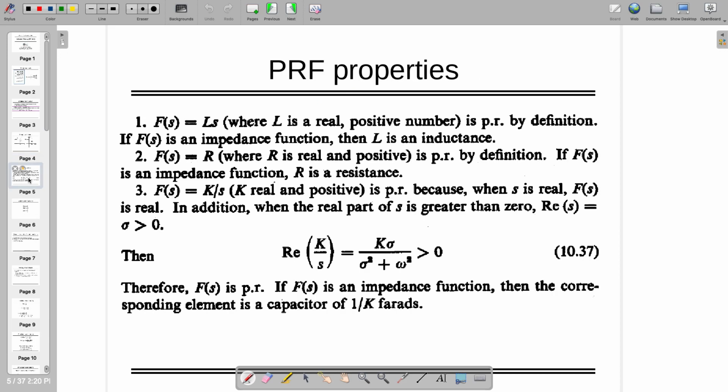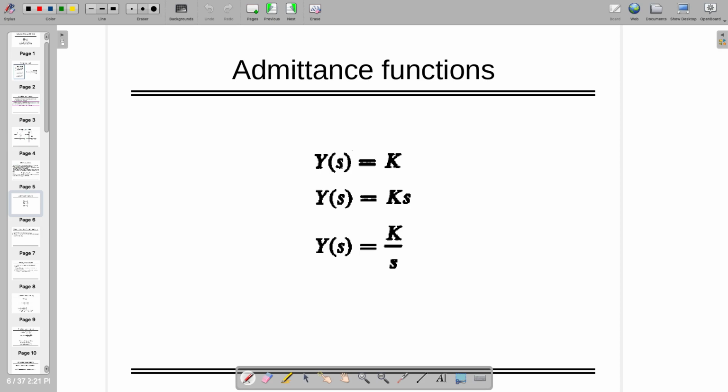Now there are some properties, those properties are already known to you, but they are mathematical properties which have been formed for circuit theory, which says that if f of s has L times s, then L will be an inductor and it will be real and positive. If it is just a real and positive number, then it's a resistance. And if it is k by s, k is real and positive, it will be a positive real function, but it will be a capacitor and measured in farads. It has to be capital, right? These three things are already known to you, and these are the functions.